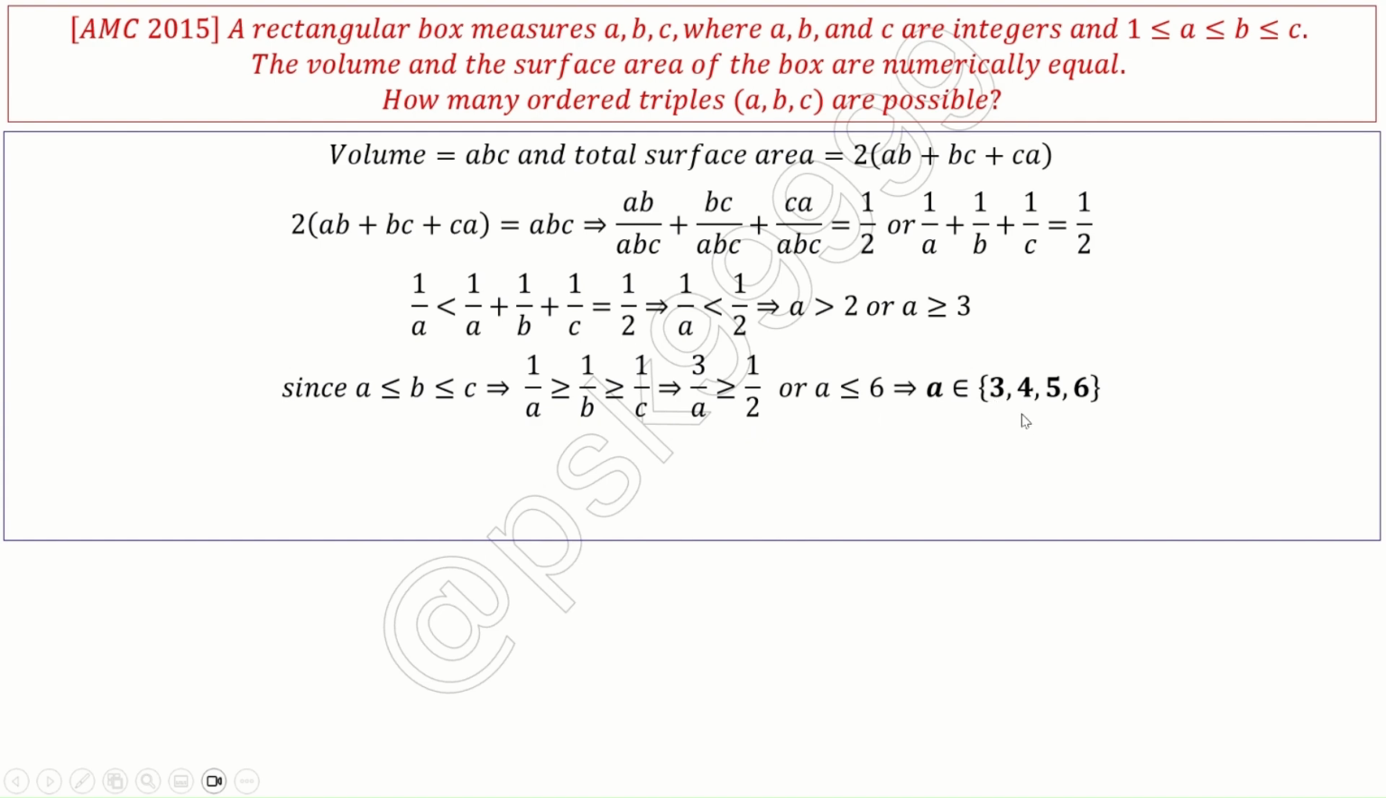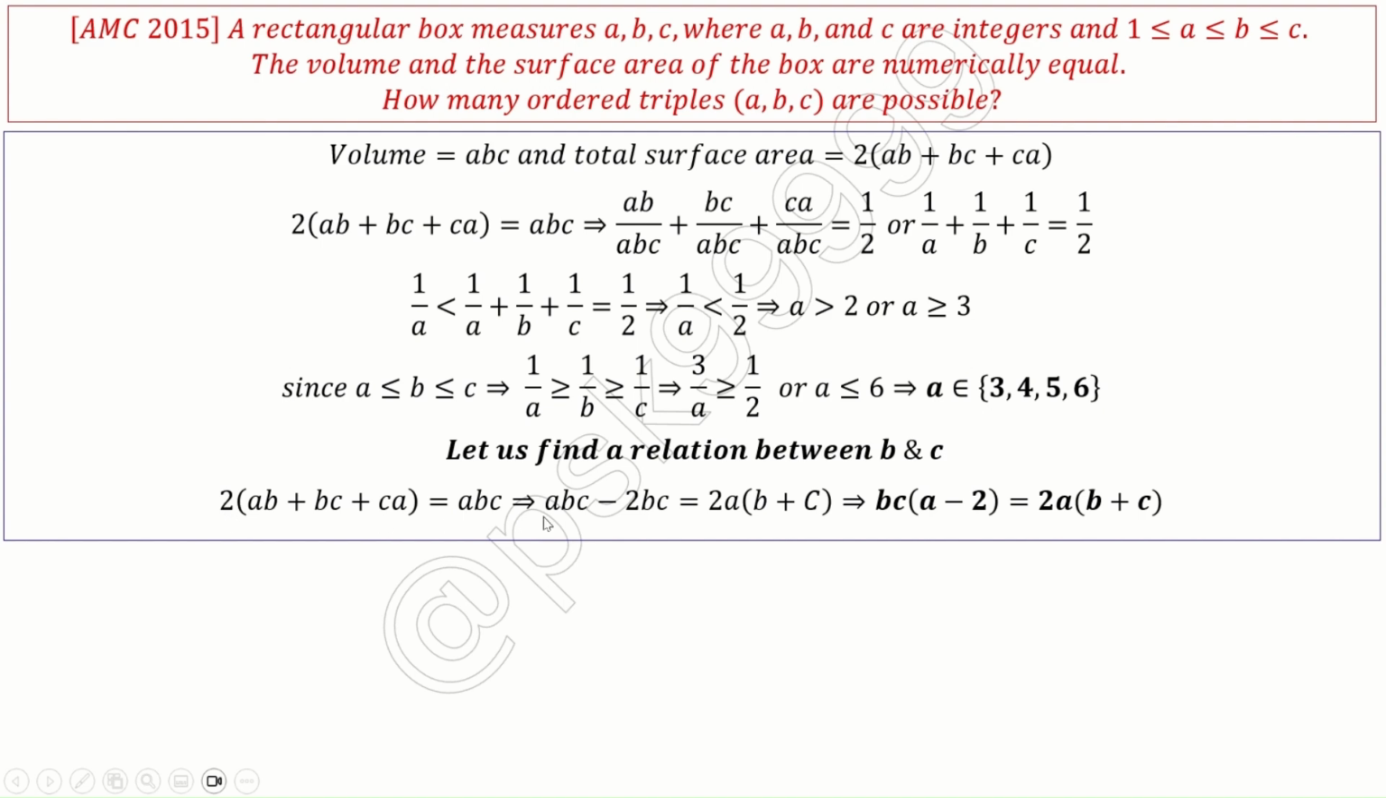Okay, which means A belongs to 3, 4, 5, 6. Only 4 values of A are possible. That's it, because it is integral. Okay, now we can apply our counting method using A values. Only thing is just note down the relation between B and C. Okay, so that is simple. This is the given equation. So ABC minus 2BC equal to 2A into B plus C, or BC into A minus 2 equal to 2A times B plus C. You can actually use the same equation, but just for simplification, we are using this one. Okay, so only at one place you will put A and then it is easy. Now, this equation we will use for each value of A. That's it.